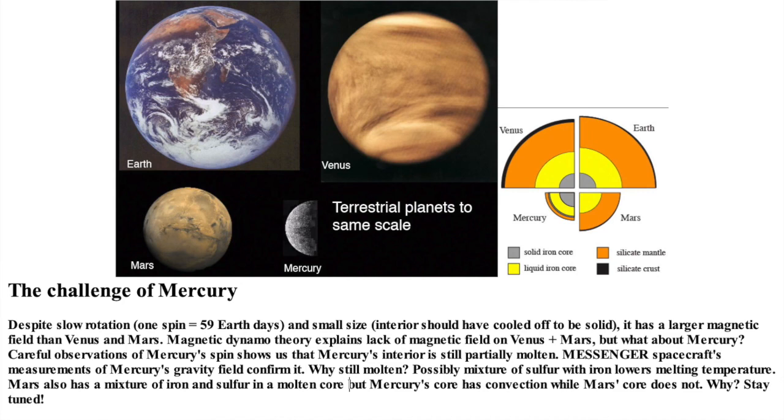So why is Mercury's interior still molten? Possibly a mixture of sulfur with iron lowers the melting temperature of Mercury's interior. Mars's core also has a significant amount of sulfur mixed with the iron, but for some reason, Mercury's core is able to sustain convection for a dynamo, while Mars's core cannot. Research continues. Stay tuned.